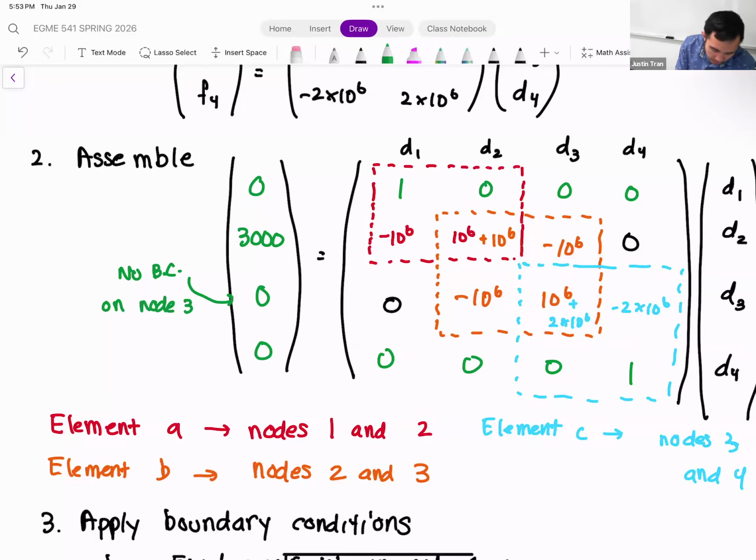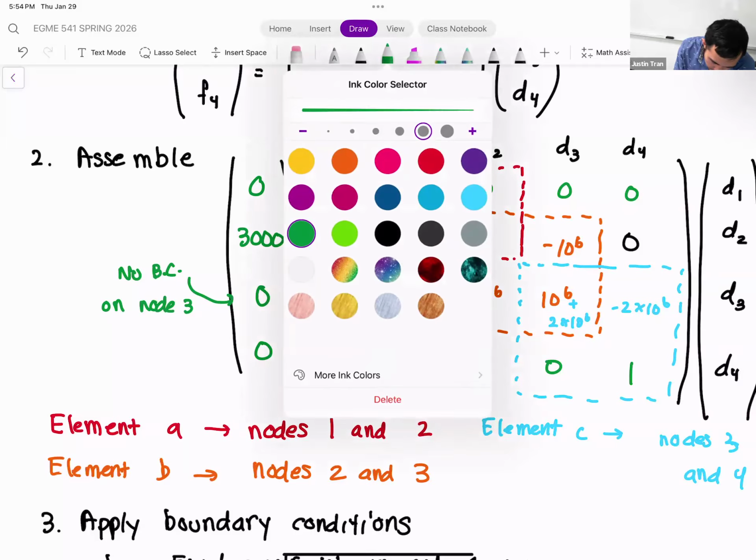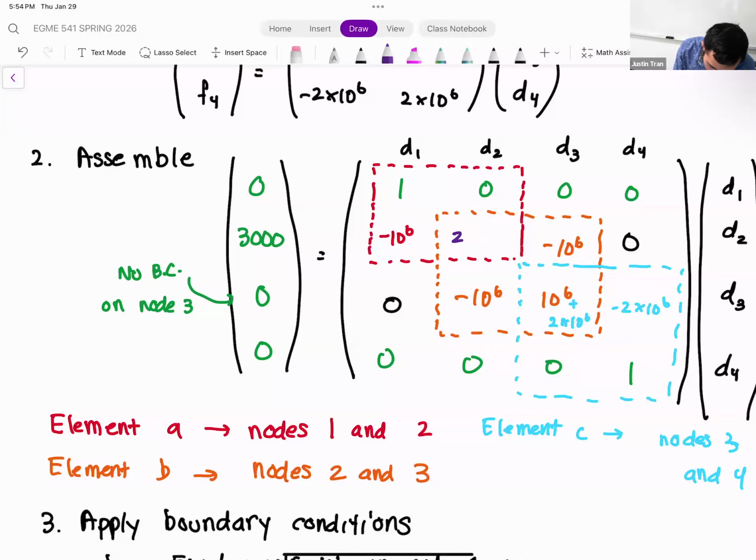All right. And so actually, let me go ahead and change these. This overlapping entry here is going to be 2 times 10 to the 6 because we have 2 10 to the 6s added to each other. And then on the bottom one, we have 3 times 10 to the 6. All right, so we are all good to go.